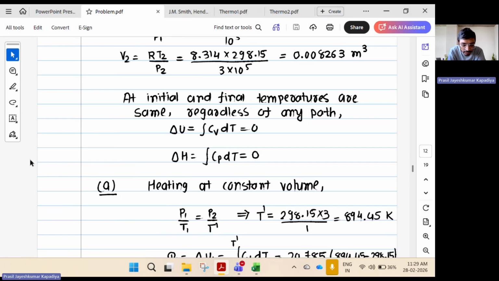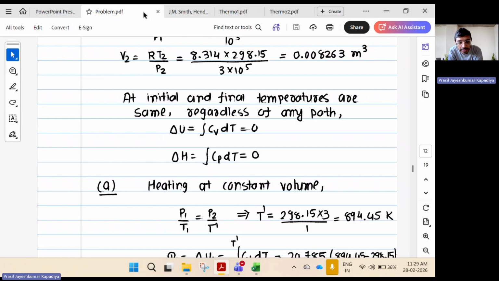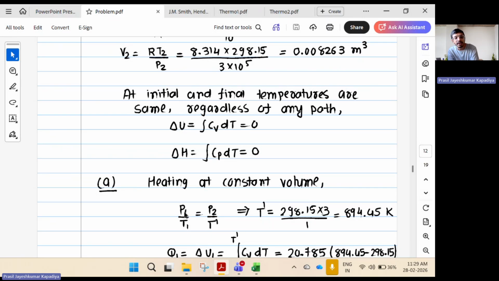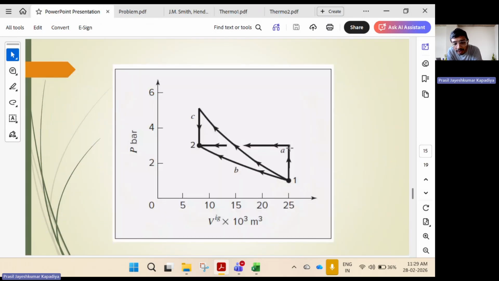Now further, the first process is heating at constant volume. So first I am going to heat at constant volume. So what can I write? As I am heating from here to here.